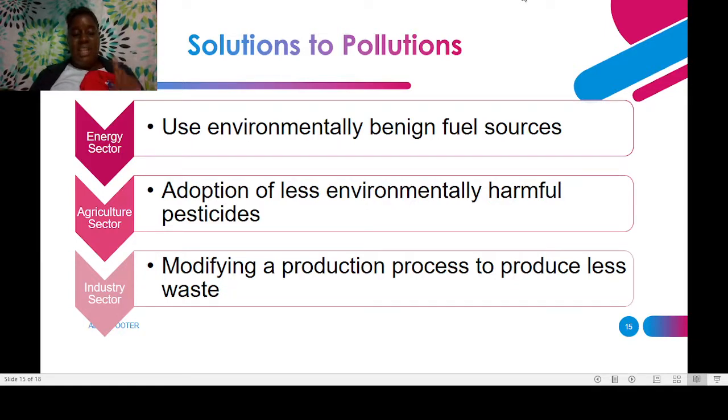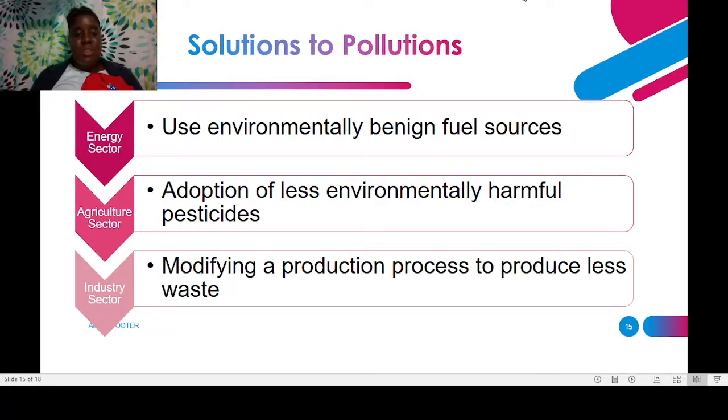There are things the energy sector can do to prevent pollution. There are things the agriculture sector can do to prevent pollution, and there are things the industrial sector can do to prevent pollution. However, I'm just going to give you a few examples of things that can be done to prevent pollution, and the rest of the information you can locate in the Google Classroom. I would have already posted that note.